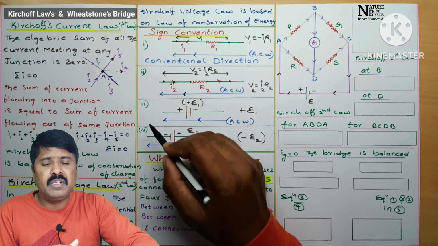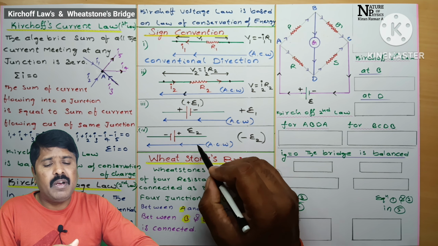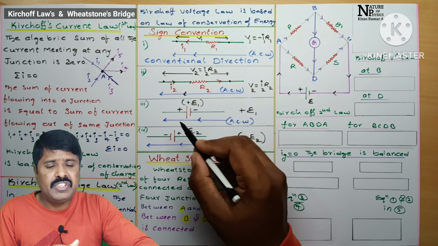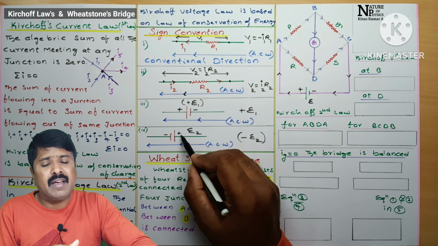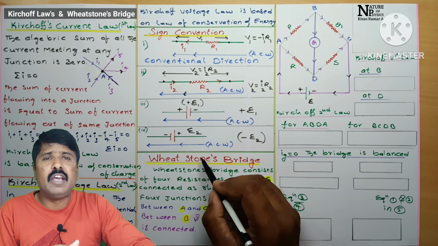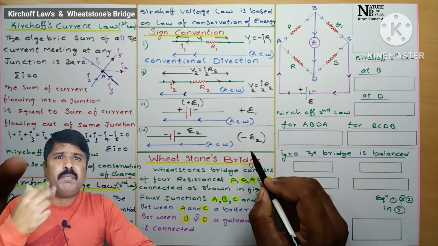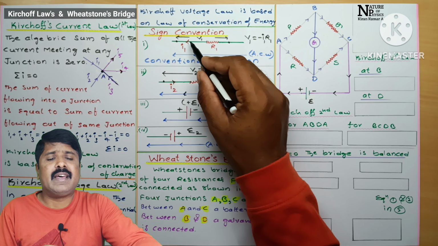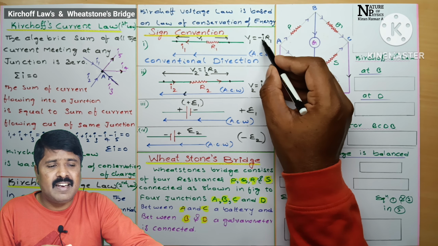See, comparing to the third one, in the fourth one, the sign convention direction is the same only, but the battery is in the opposite direction. Comparing to the third one, here the sign convention is crossing from the positive terminal to the negative terminal, ending with the negative terminal. That EMF is taken as negative. Simply remember, first one is current direction, conventional direction same, that current is taken as negative.